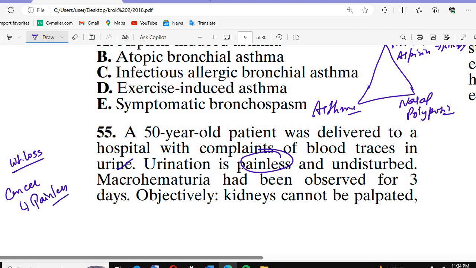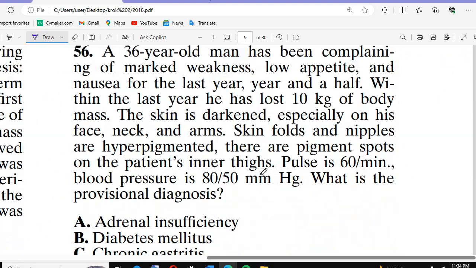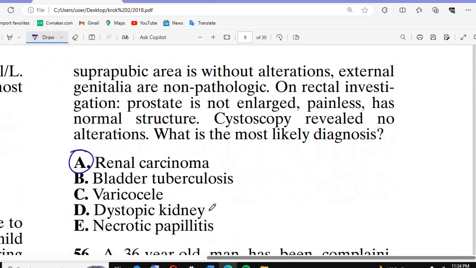Like we discussed before, in the case of pancreatic cancer, that is also a painful condition. So here we see a painless concern, and macrohematuria has been observed in these conditions. The kidney will not be palpated because it is completely destroyed by the cancer. The suprapubic area is without alterations, meaning it is not involving the urinary bladder. So that is not the case of bladder tuberculosis.